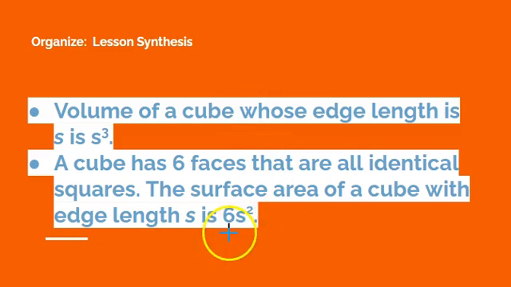Now they've got it written a little different here. They've got it as 6S squared. 6S squared is literally saying 6 times S squared. So remember that in multiplication, there's a few ways that you can see multiplication happen.